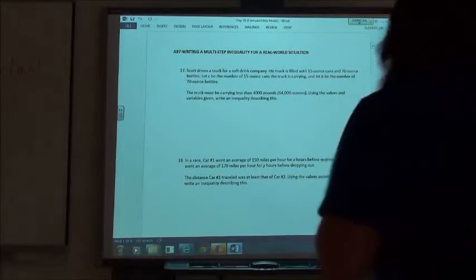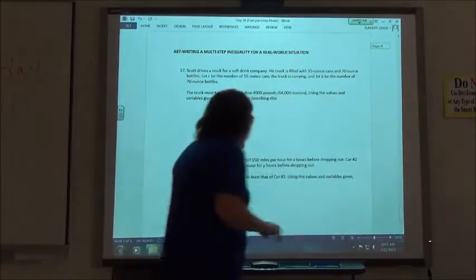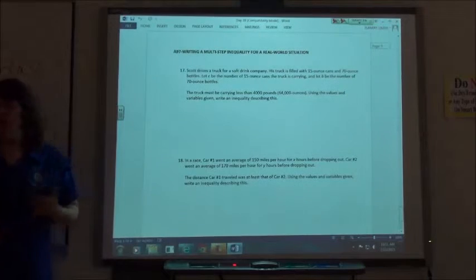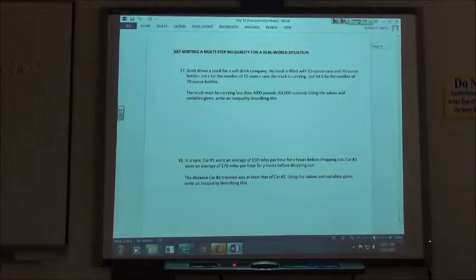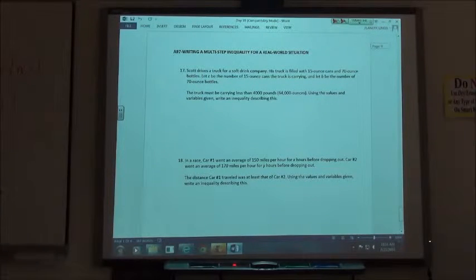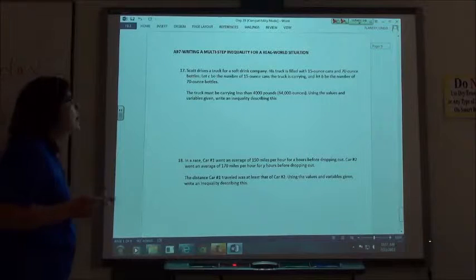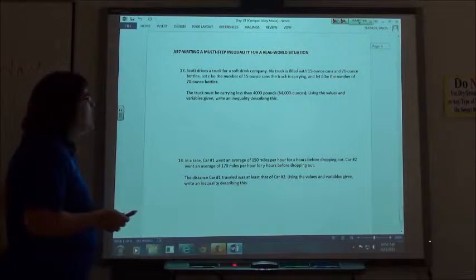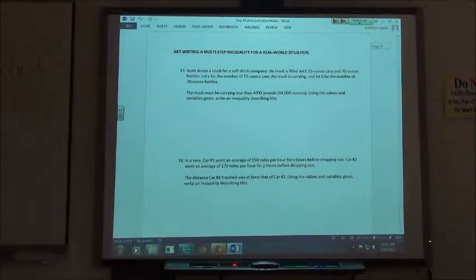And the last three on this page is writing an inequality. So we're not going to solve, we're just going to translate what it says. Scott drives a truck for a soft drink company. His truck is filled with 15-ounce cans and 70-ounce bottles. C is going to be the number of 15-ounce cans, B, the number of 70-ounce bottles. The truck must be carrying less than 4,000 pounds or 64,000 ounces.